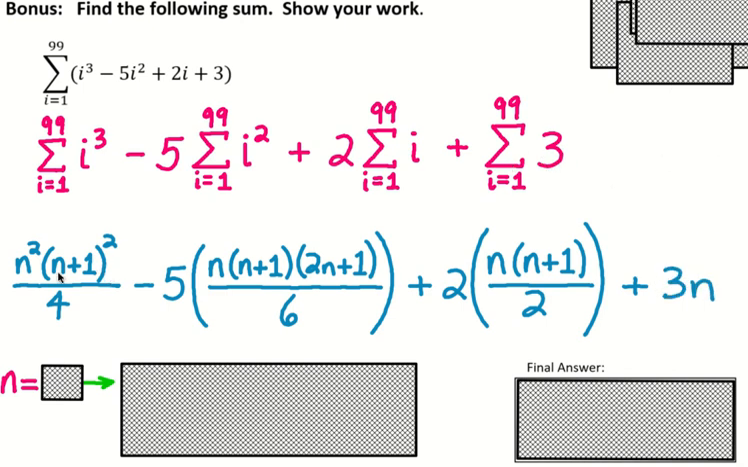Now, all of these n's, you're going to plug in 99, because that's what n is equal to in this situation. So n equals 99, and you're now going to plug in 99 for n. Don't forget to multiply this entire beast by 5 or negative 5, and this whole thing by 2.